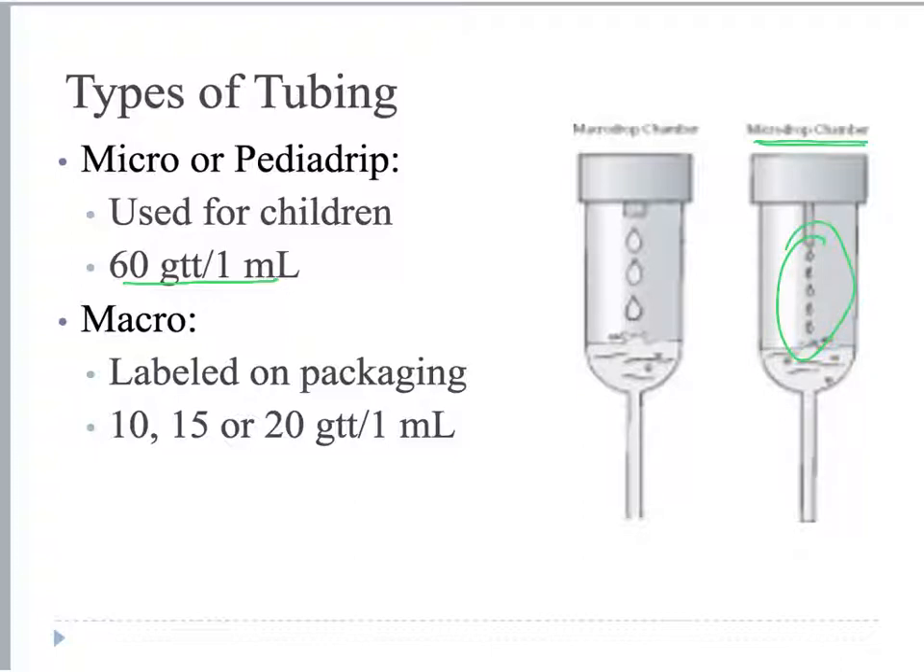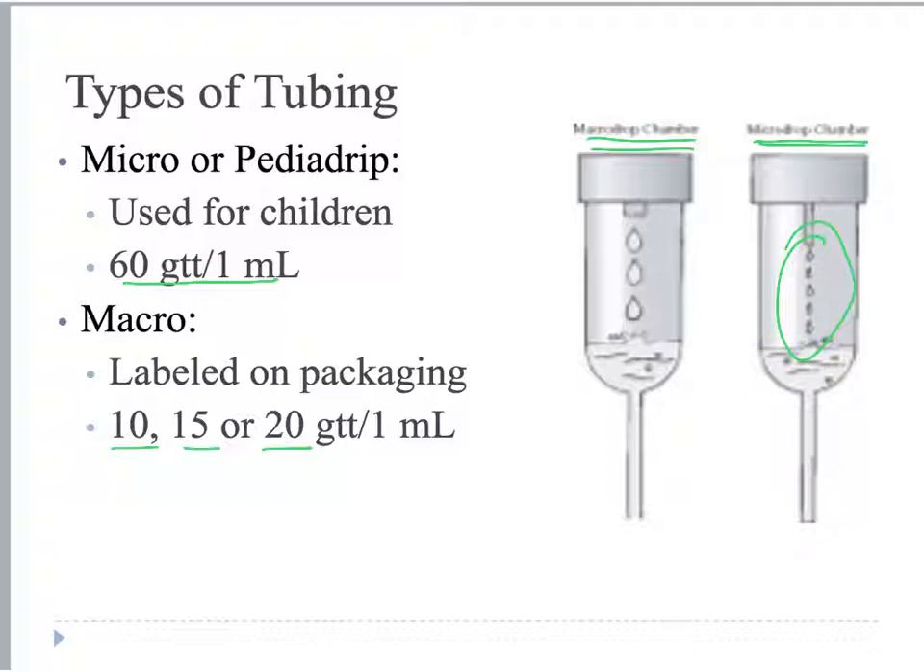The other type of tubing that we have is macrodrip tubing, and that would be labeled on the package as to what specific drop factor the macrodrip tubing would be. So 3 common drop factors would be 10, 15, or 20 drops per milliliter. And here, if we look at our macrodrop chamber, you're going to see that the drops are a lot larger than the microdrip tubing. So that tubing is going to have a larger diameter than our microdrop tubing.